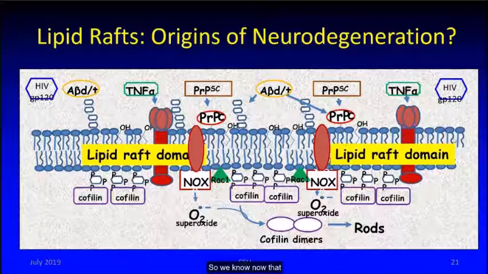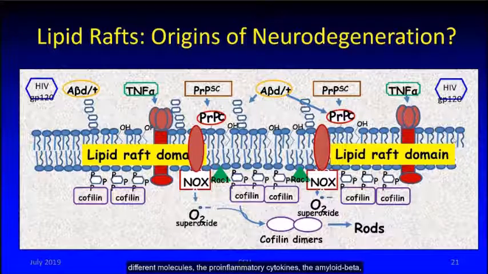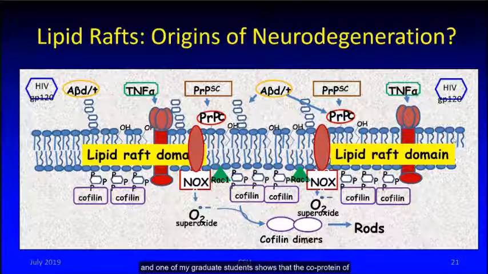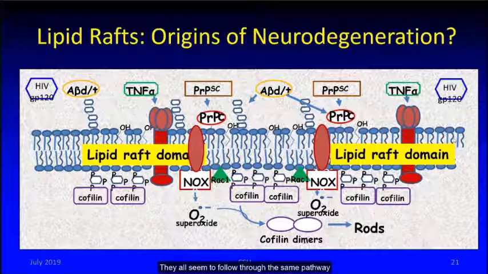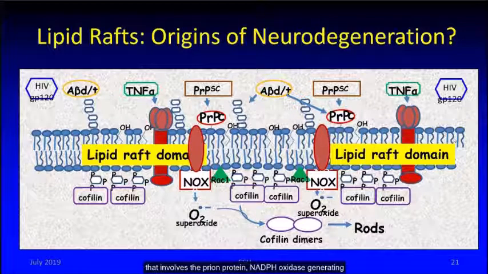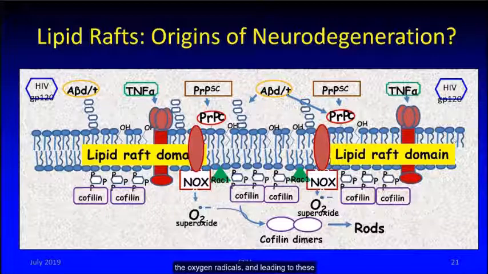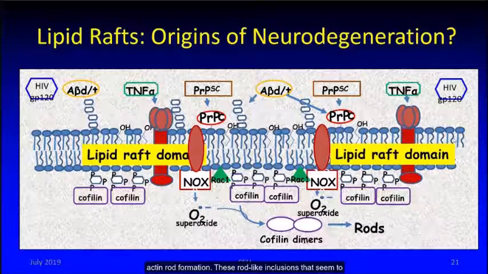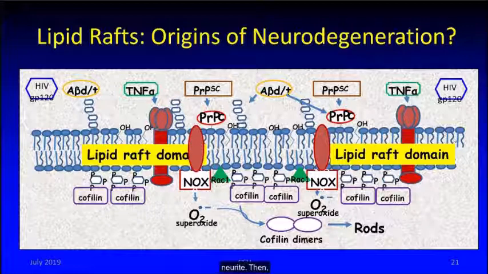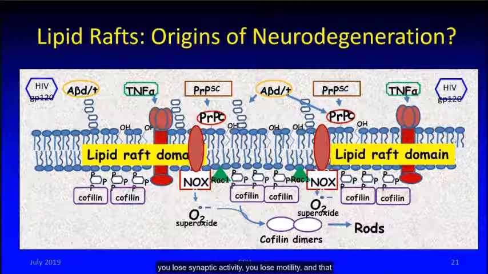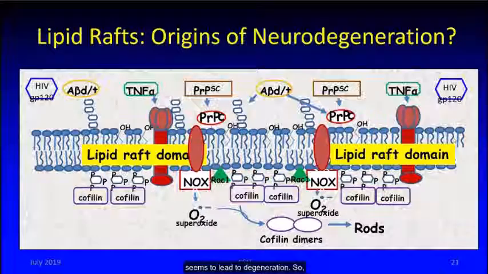And so we know now that different molecules, the pro-inflammatory cytokines, the amyloid beta, and one of my graduate students showed that the coat protein of the HIV virus, which also causes neurodegenerative problems, so cognitive problems in AIDS patients that grow older, they all seem to funnel through the same pathway that involves the prion protein, the NADPH oxidase generating oxidative radicals, and leading to these actin rod formations, these rod-like inclusions that seem to just suck not the oxygen but the actin out of the neurite, and then you lose synaptic activity, you lose motility, and that seems to lead to degeneration. So, 3D cultures.